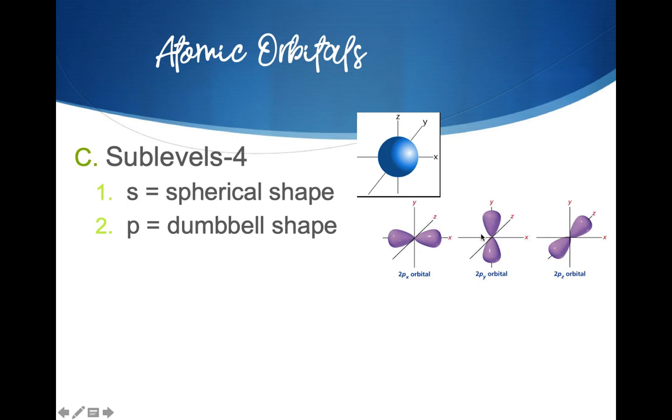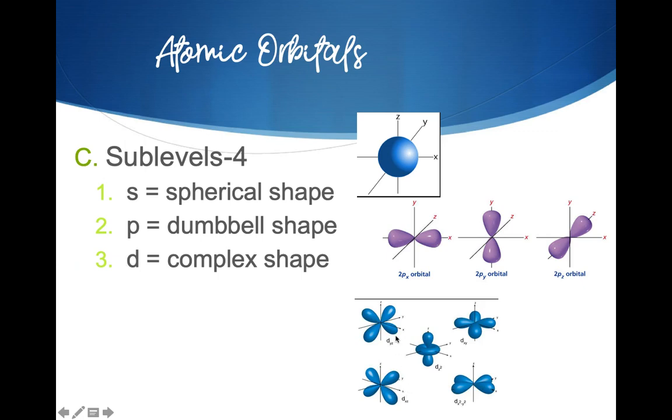So the electrons are kind of going in a different pattern to try to stay away from each other. And that dumbbell shape can be oriented on X, Y, or Z. And remember, Z would be like coming out at you and behind you. That's what we mean by the third dimension. The D is kind of a complex shape. It can be kind of like a flower pattern.